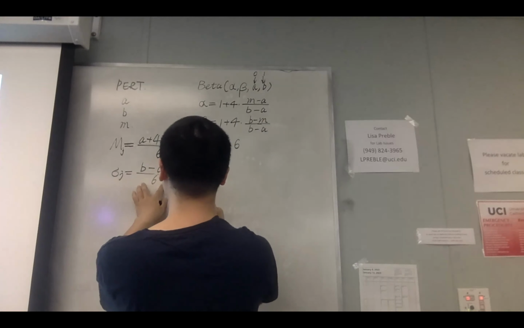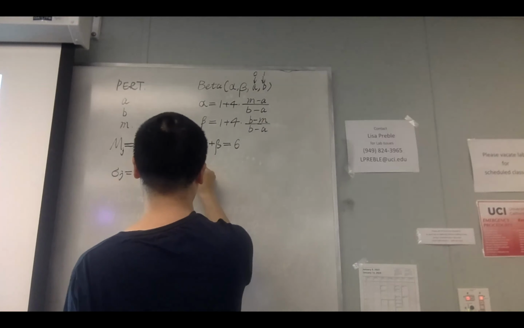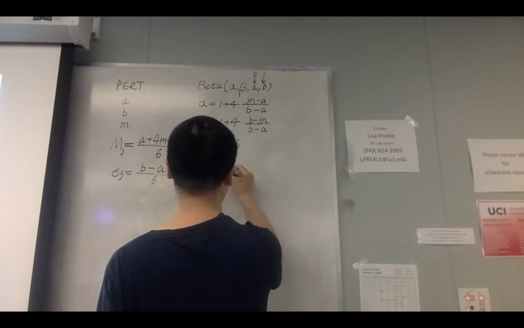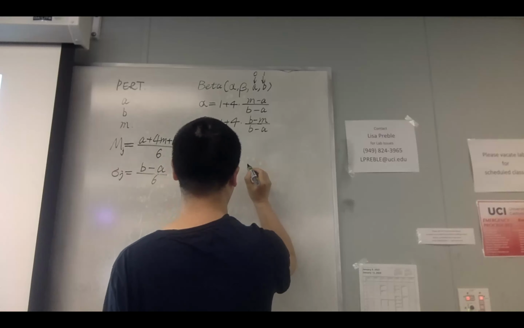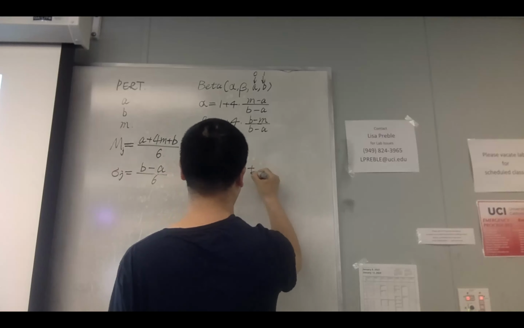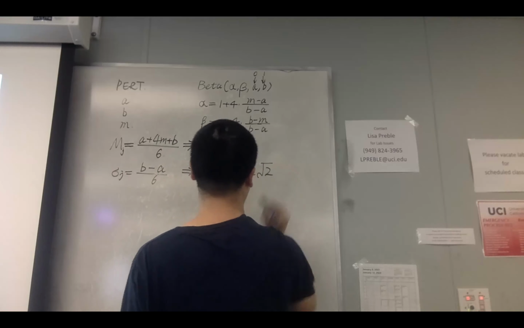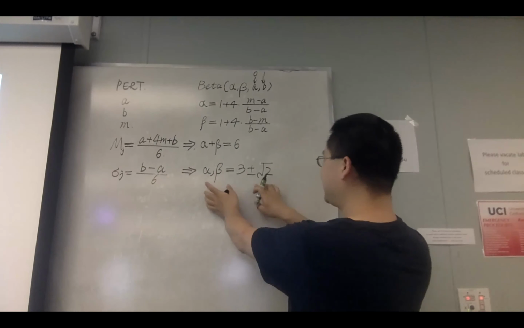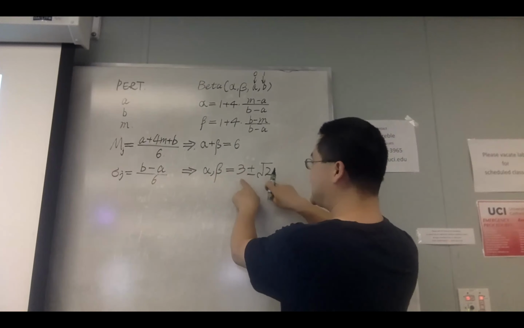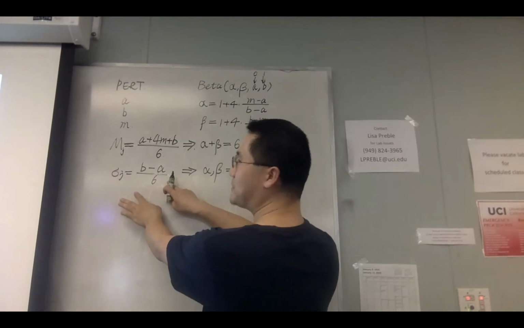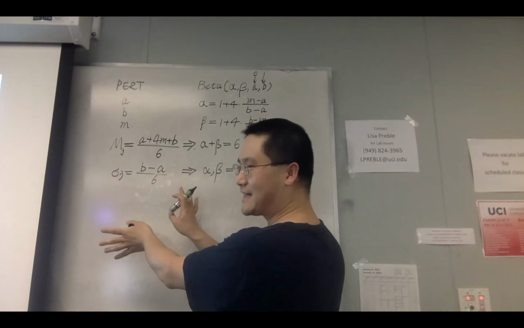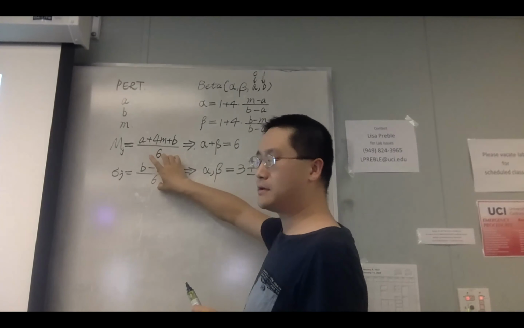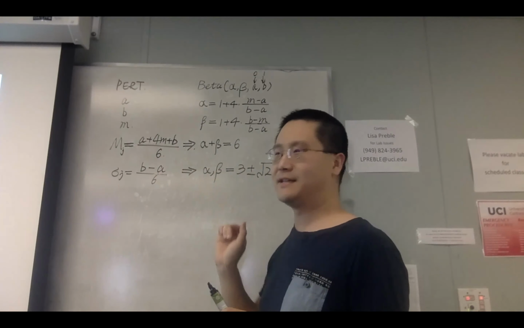And if we use this formula to derive the standard deviation, we would find that alpha times beta would actually equal this quantity. So only when alpha and beta are this number would this formula be correct or totally exact. For any other combinations for alpha and beta, the PERT approximation would have some error in it.